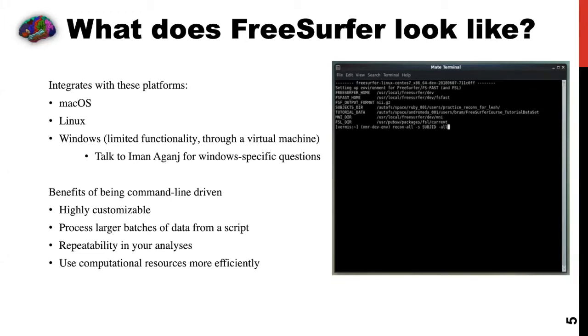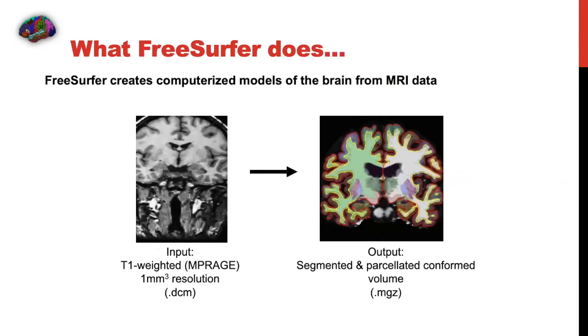What FreeSurfer does is take an MRI image that you've acquired, typically an MP-RAGE T1-weighted image, and create a 3D reconstructed volume that's been labeled, segmented, parcellated, and analyzed. It'll give you a bunch of other volumes as well as statistics based on that one input MRI image.